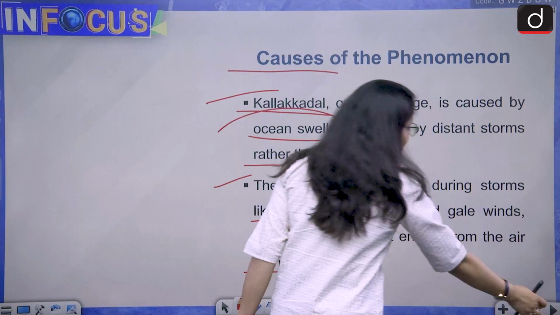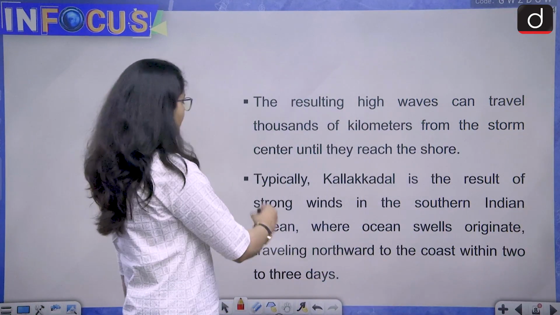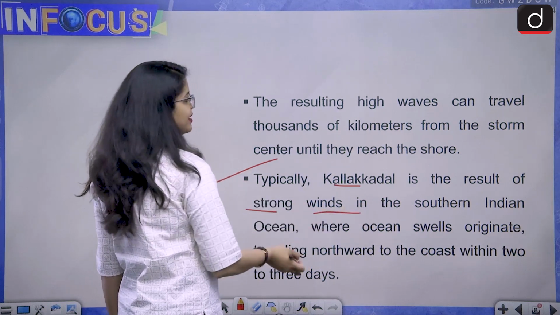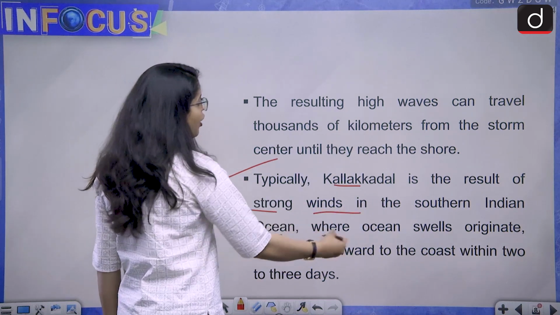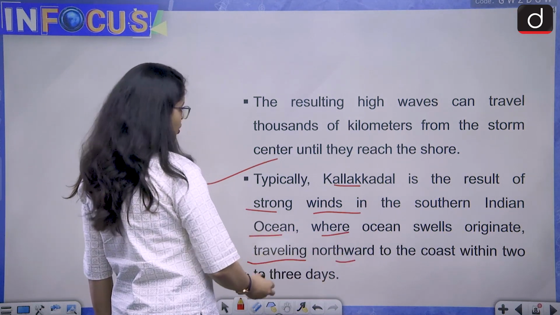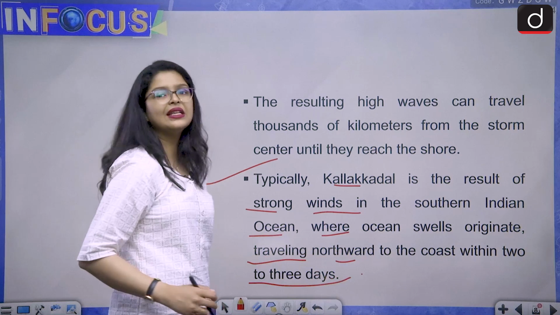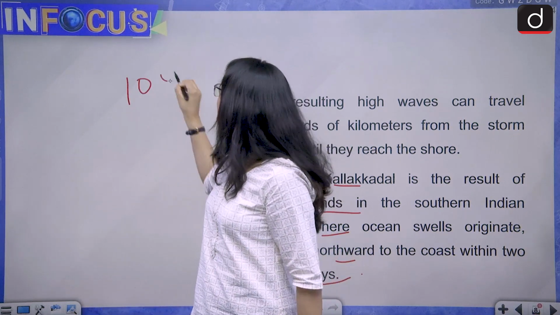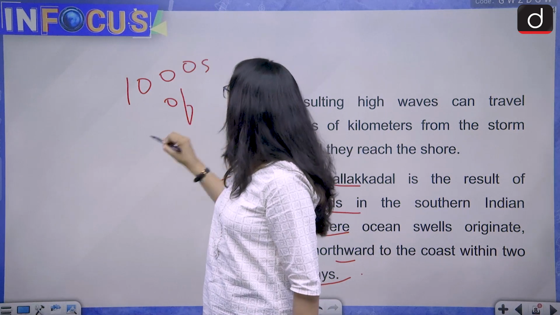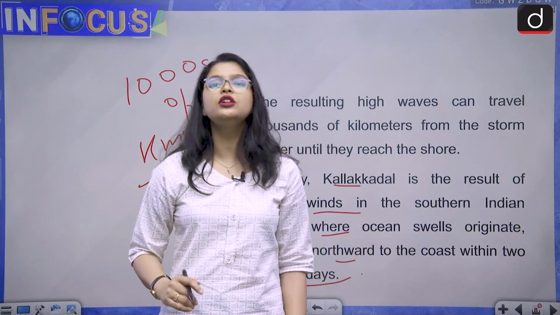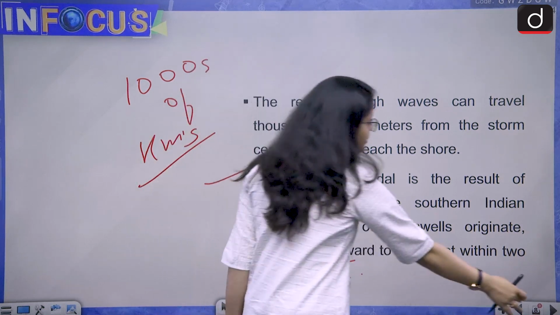Moving forward. Typically, Kallakkadal is the result of strong winds in the southern Indian Ocean, where ocean swells originate, traveling northward to the coast within 2 to 3 days. So these high waves have the capacity to travel thousands of kilometers before they strike the shore.